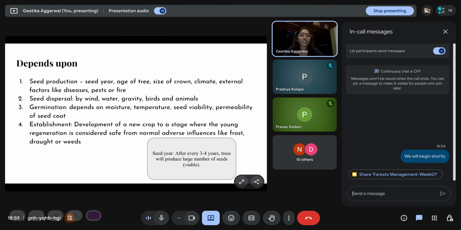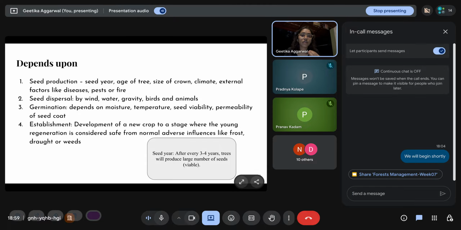Then the last stage is establishment. Establishment is basically when a new crop is developed to a stage where the regeneration is considered safe. So when a seedling is too small, it can still be preyed upon or eaten by herbivores. So that's not considered a safe age. It still can be destroyed. If it's in the seedling stage, then also it can be fed upon by birds, can be fed upon by squirrels, for example. Again, not considered safe.